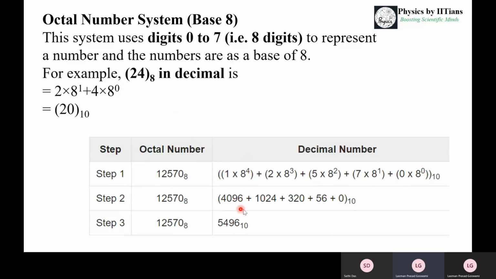8 to the power 4 is 4096, 8 to the power 3 multiplied by 2 is 1024, 8 to the power 2 into 5 is 320, and 7 into 8 is 56, and this term will go to 0. So on adding these numbers, we will have 5496 as the decimal equivalent of 12570 in the octal number system. So this is the octal number system.